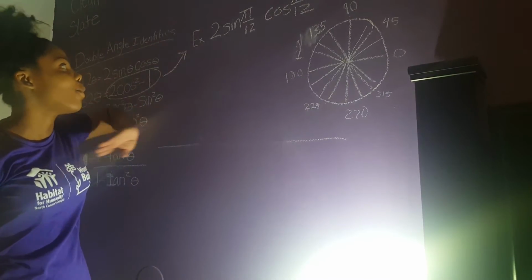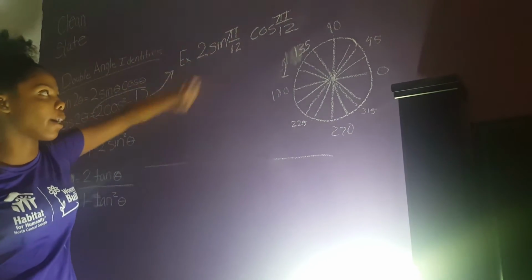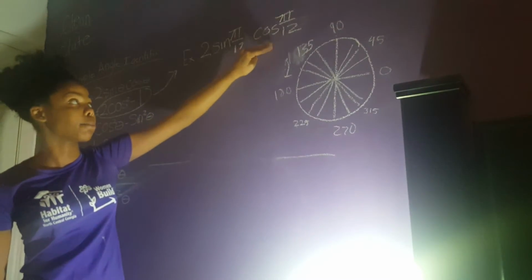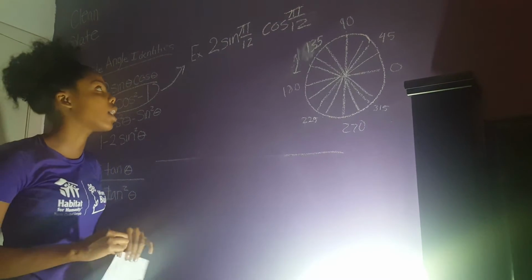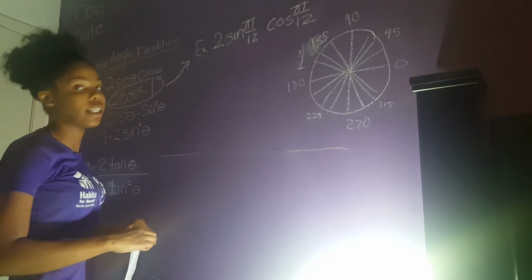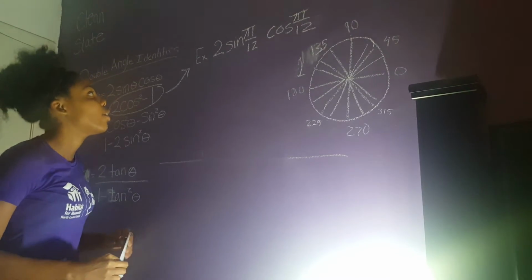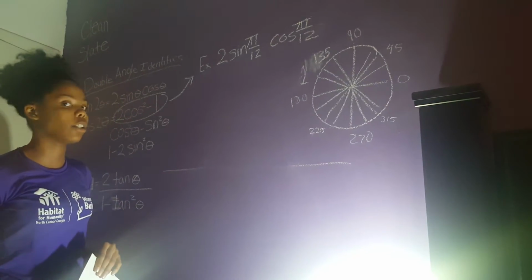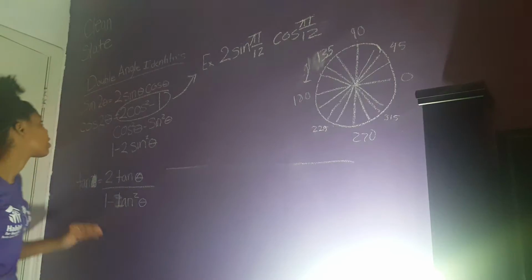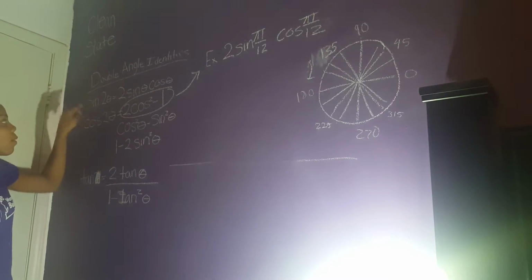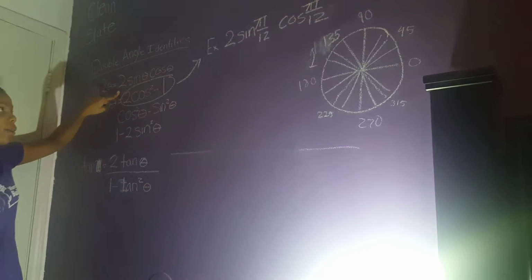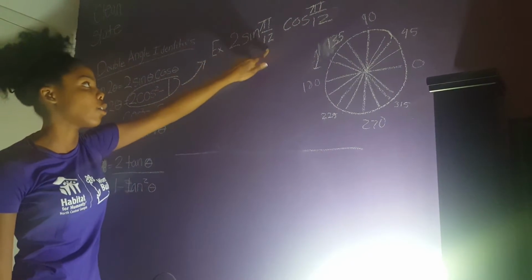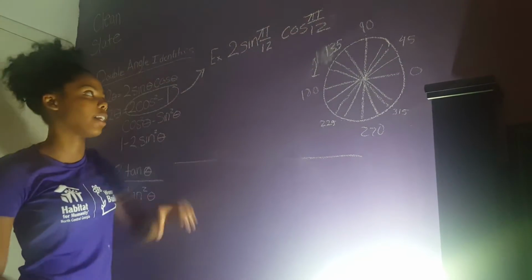Our next example, we have 2 sine of 7 pi over 12 times cosine of 7 pi over 12. We are using radians right now, not degrees. So the first thing you want to do is match your double angle identities. You can tell that it's sine because this one over here is 2 sine theta cosine theta. This is 2 sine of your radian times cosine of your radian.